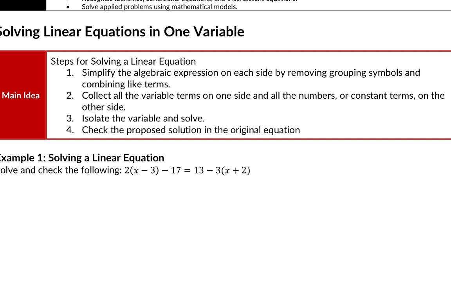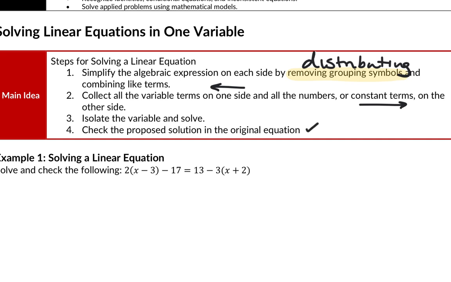We're going to simplify by distributing. That's our first thing right here. Distributing, removing grouping symbols, we always just called that distributing. So we're going to be distributing first if necessary. And then combining like terms, we'll collect all the variable terms on one side, and typically we like to put all the variable terms on the left and all of the constant terms on the right, just as a heads up.